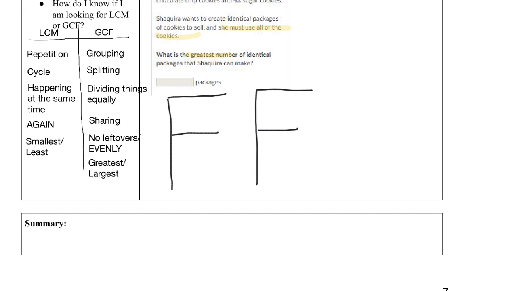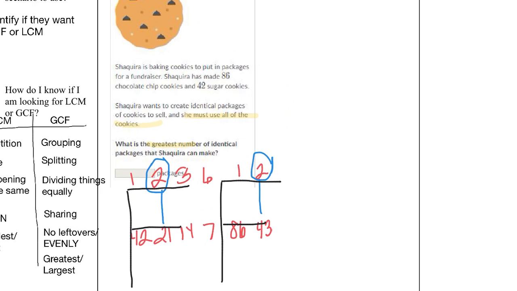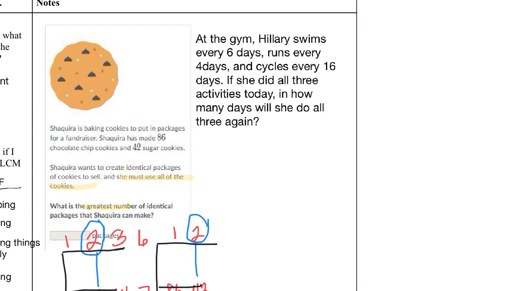So I'm going to go ahead and pause the video here and let you try to figure this out on your own. All right, this was kind of a strange problem, but turns out there would be two even packages. So there'd be 21 of one type of cookie and 43 of another type of cookie, and he could only make two packages. For this next word problem, I want you to determine if it's GCF or LCM and which keywords you are using to identify it with.